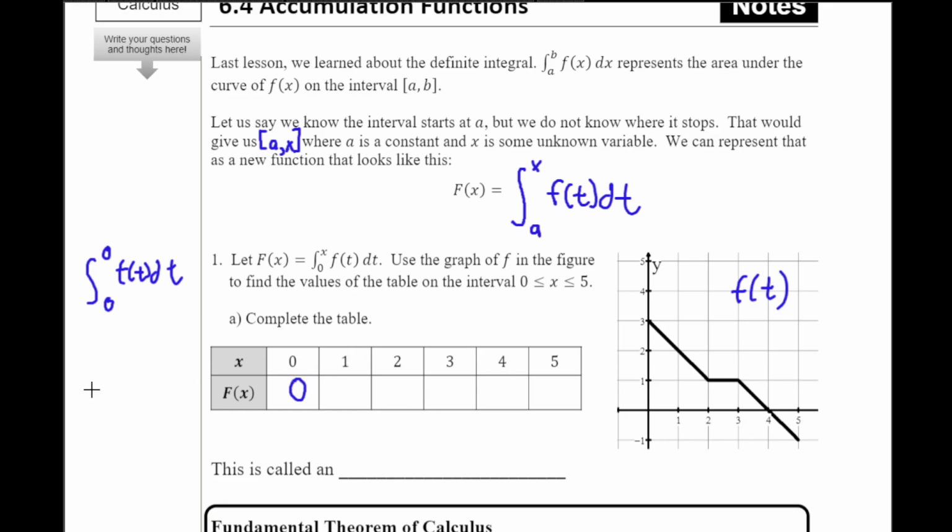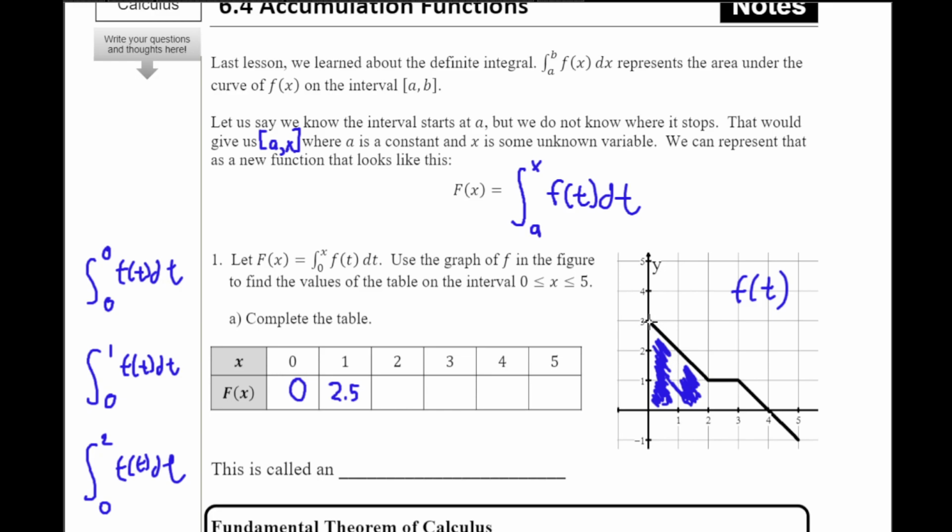Let's look at 1. When x is 1, we're looking for the integral from 0 to 1 on the curve. So that's the area beneath the curve from 0 to 1. All this right here. That's 2 squares and then half a square, so that's 2.5. So when x is 2, following the same pattern, replace the 2 here. You find the integral from 0 to 2 of f of t dt. It's going to be this entire region now, from 0 to 2.